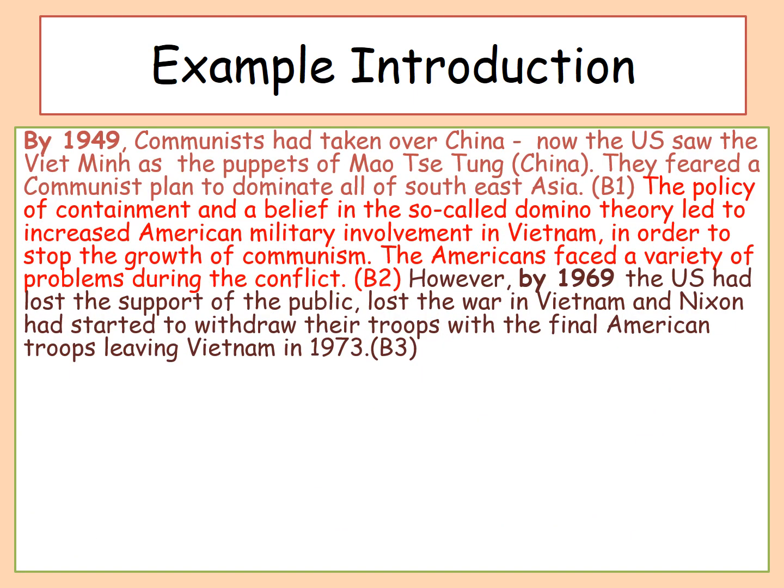So we have here to start with background. By 1949, communists had taken over China. Now the US saw the Viet Minh as the puppets of Mao Zedong, who was obviously the leader of China at this time, and they feared the communist plan to dominate all of Southeast Asia. So there's background point 1.